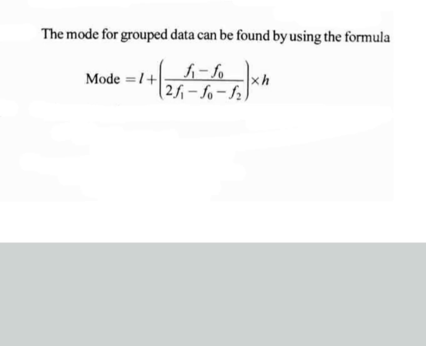Mode for grouped data can be found by using the formula: mode equal to L plus (F1 minus F0) by (2 F1 minus F0 minus F2) into H. To calculate the mode, we use this formula: L plus (F1 minus F0) by (2 F1 minus F0 minus F2) into H.